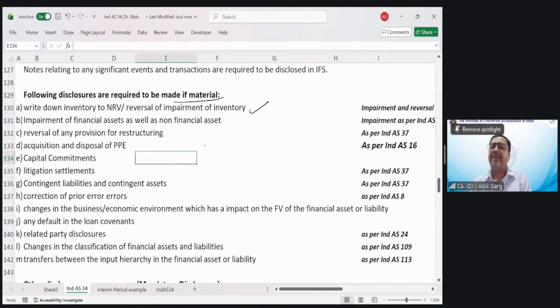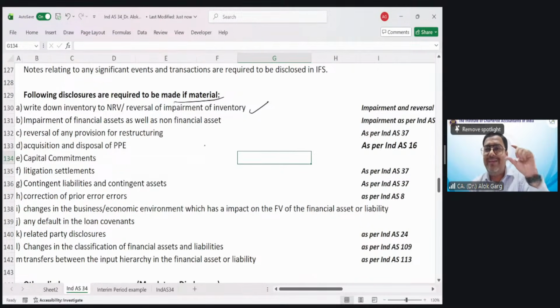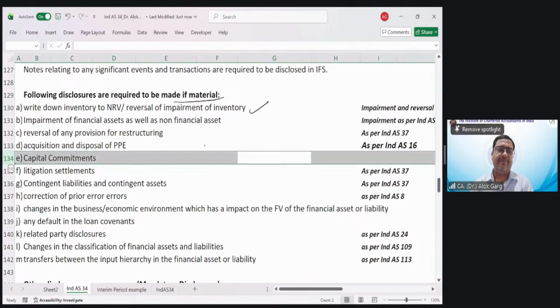Sir, if there is a capital commitment which is not material and the company is preparing annual financial statement, will it be required to be disclosed? Yes. In annual financial statement, all these impairments, everything is required to be disclosed. I am talking about only the interim financial statement. Don't get confused with these disclosures in the annual report. This materiality concept is only applicable for interim.